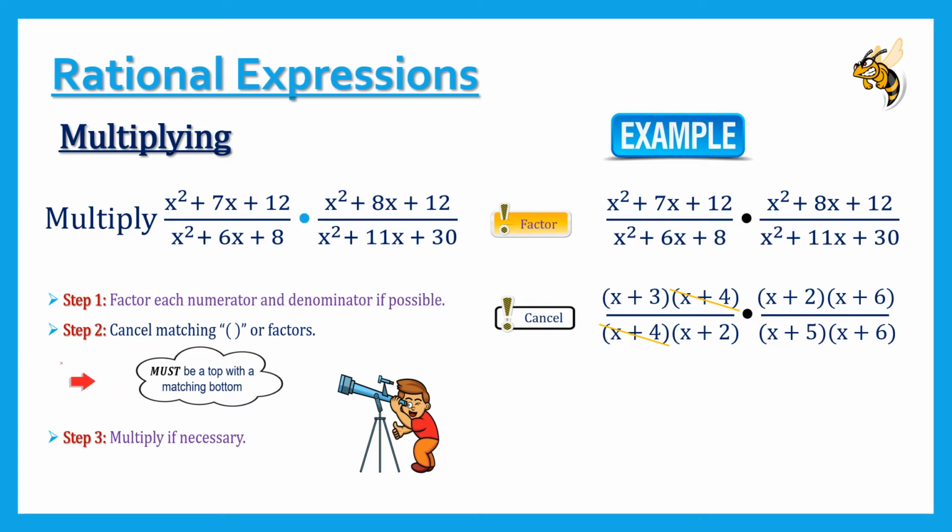The next one is x plus 2. There's one in the top and there's one in the bottom, so therefore they cancel out. And there's an x plus 6 in the top and there's an x plus 6 in the bottom, so they also cancel each other out. So I'm left with x plus 3 over x plus 5, and that is my final answer. There is nothing for me to multiply in the end, so that is the answer right there.